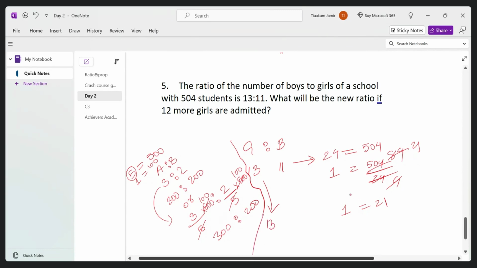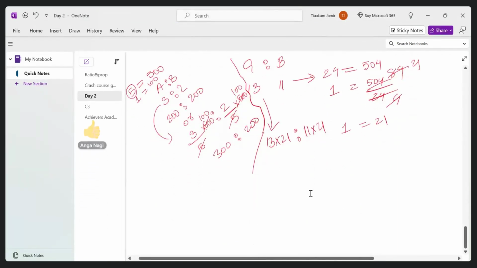13. 1 part of 21 is 13 into 21 over. 11 into 21 over. Yes. You can find this way also.